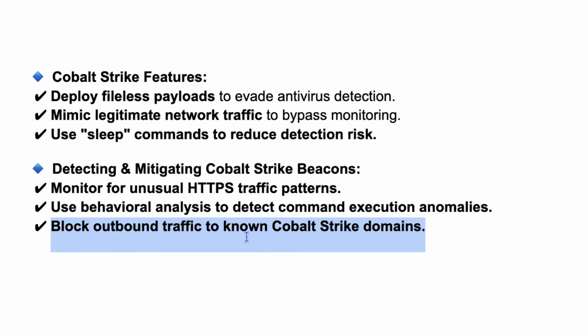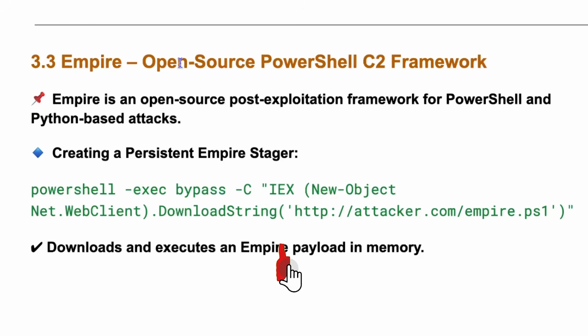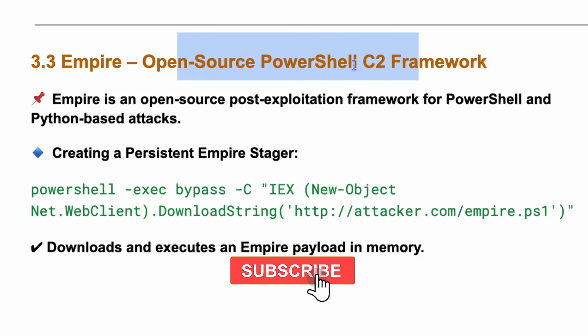And it's fairly straightforward. That's a really easy, low-hanging fruit kind of defensive strategy that you should definitely consider if you're on the defensive team or on the purple team. Let's say you're looking at defensive strategy through the perspective of a pen tester, which is the purple team. Our next one is Empire, the open source PowerShell C2 framework.